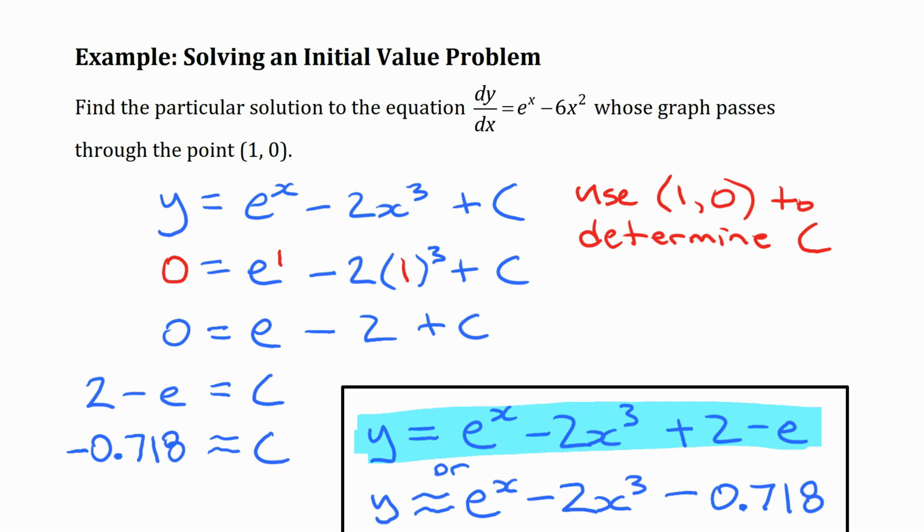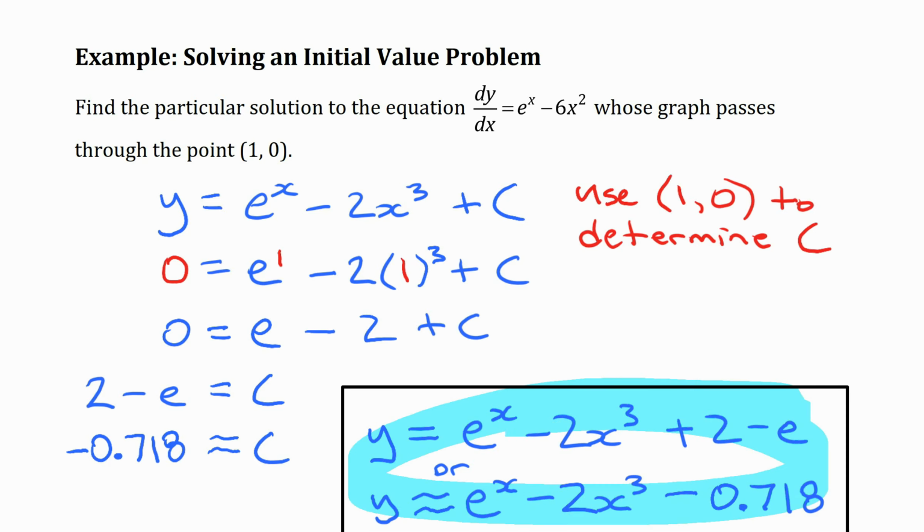Probably the exact solution is what you're going to see more often. But you could just write it like this as well, and just to understand what we're doing, maybe that means a little bit more to you when you see that. All right, so this is the particular solution for that based on that point and that differential equation.